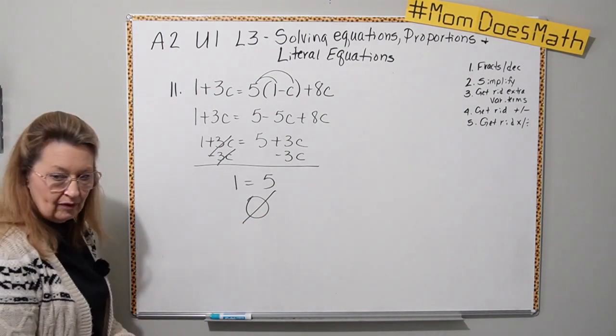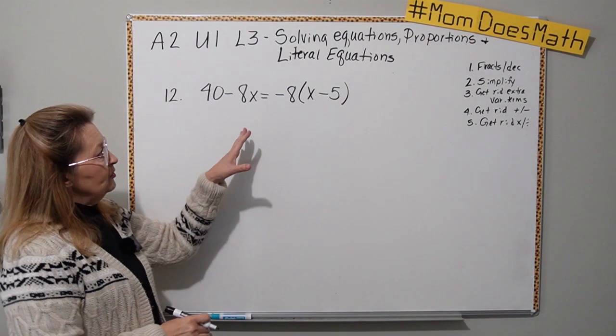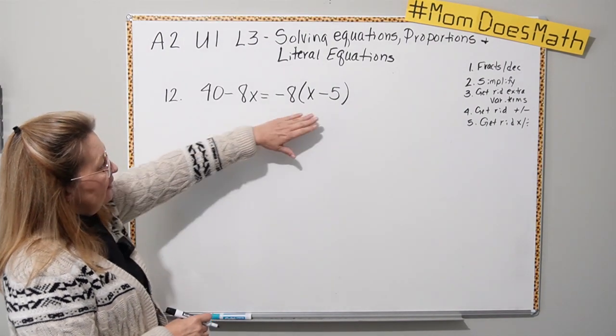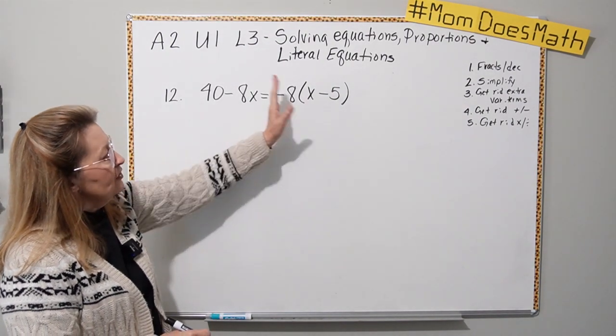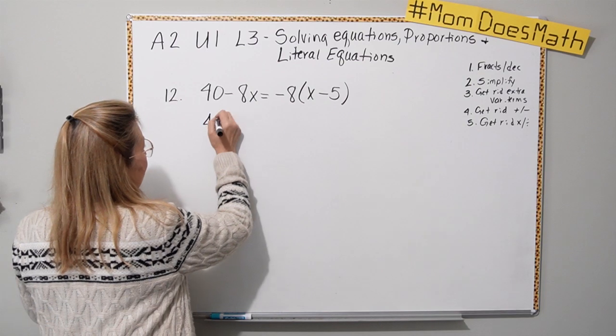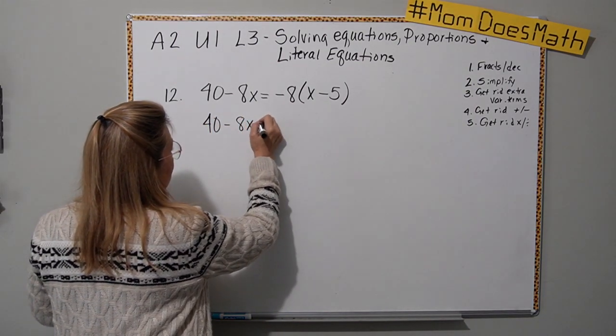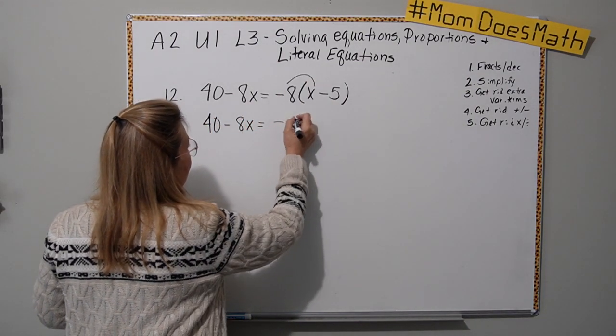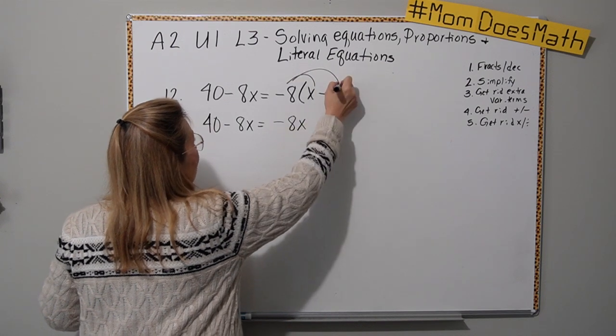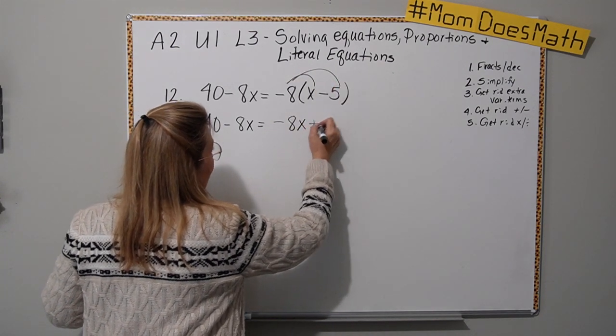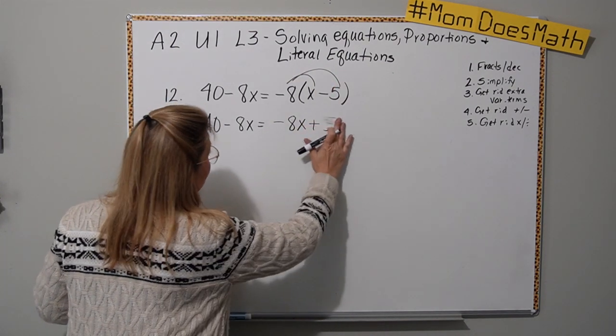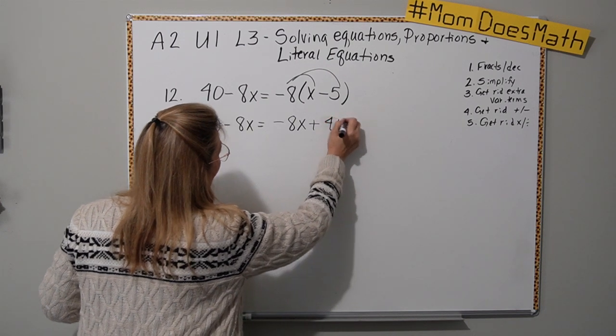Now let's look at number 12. Okay, so number 12, no fractions or decimals. There are parentheses here, so let's simplify that side first. This left side is not going to change. Negative 8 times x is negative 8x. And negative 8 times negative 5 is going to be positive 40.